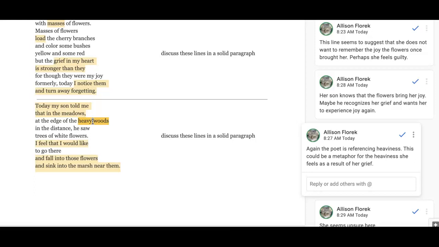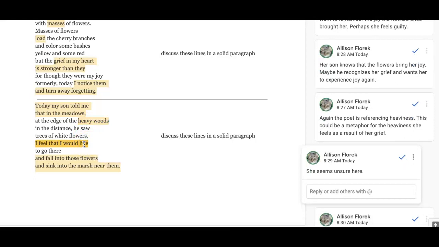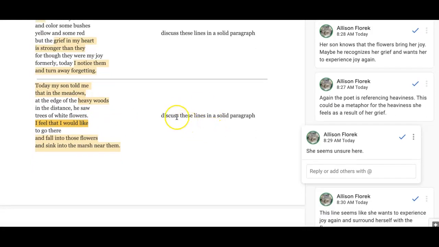"I feel that I would like." This line makes it seem like she is unsure. The speaker of the poem is unsure. So being unsure, she wants to go see the flowers and fall into the flowers and sink into the marsh near them. So she's thinking about it. She thinks she might want to do it, but she feels unsure.